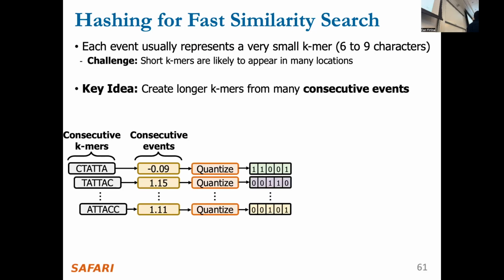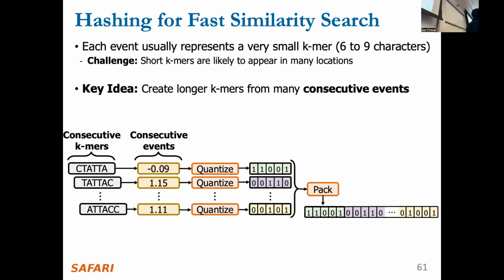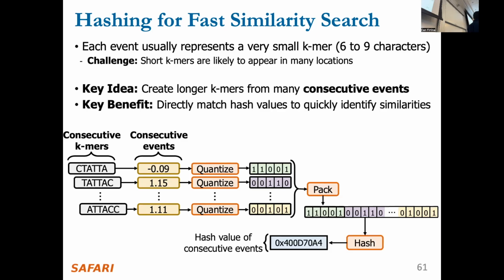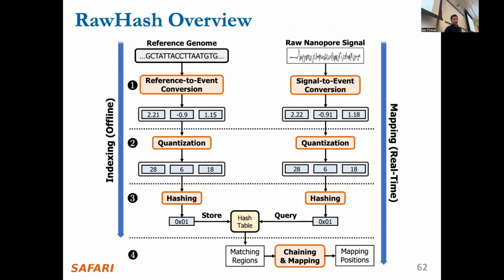And the way that we do it is we assume that the consecutive events are consecutive k-mers. So we can somehow preserve the order information by packing all these different quantized values together. Maybe we may have like 5 or 6 quantized values here. And when you pack them together, what you end up getting is a huge and distinct enough hash value, which can be used for matching purposes, because this is already long enough and unique enough, hopefully. So this is how we're generating the hash value from raw signals.